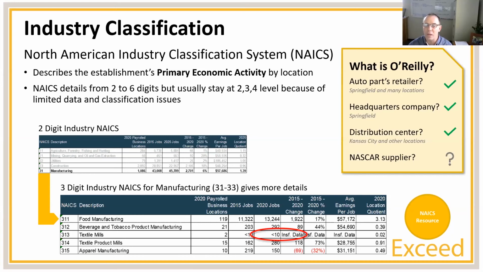Now this is important because even though you can get down to very detailed NAICS, usually we're staying at a 2, 3, or 4-digit level to analyze information. And that's for a couple of reasons. One is there is limited data on some industries as you get down lower. Also, as you get to really highly detailed classifications of companies, you're just looking at that primary activity, but a lot of companies have multiple activities.